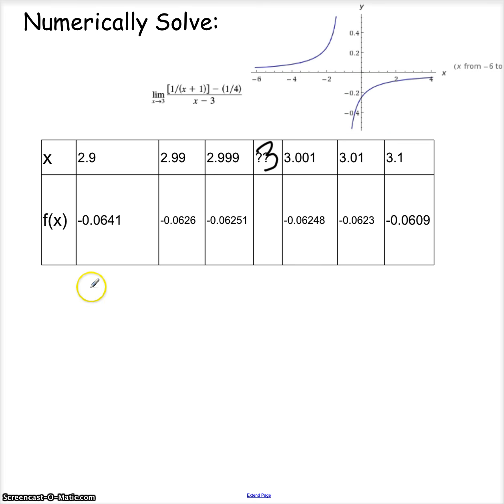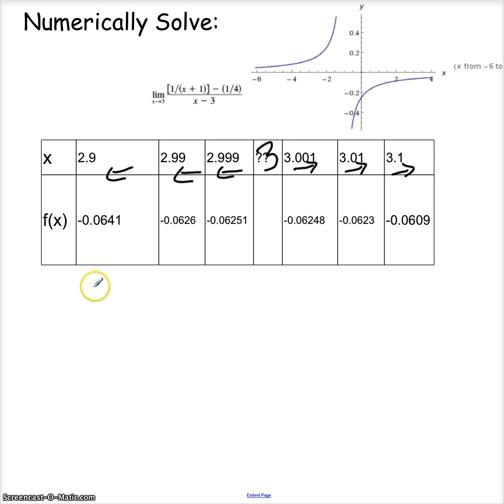Now, my representative calculation. Hold on. Did I get this all set up? I have x in the top, f of x in the bottom. I started at 2.9, 2.99, 2.999, and then I am 0.001 to the right and to the left, 0.01, and then 0.1. So I have been balanced and fair, if you can put it that way.